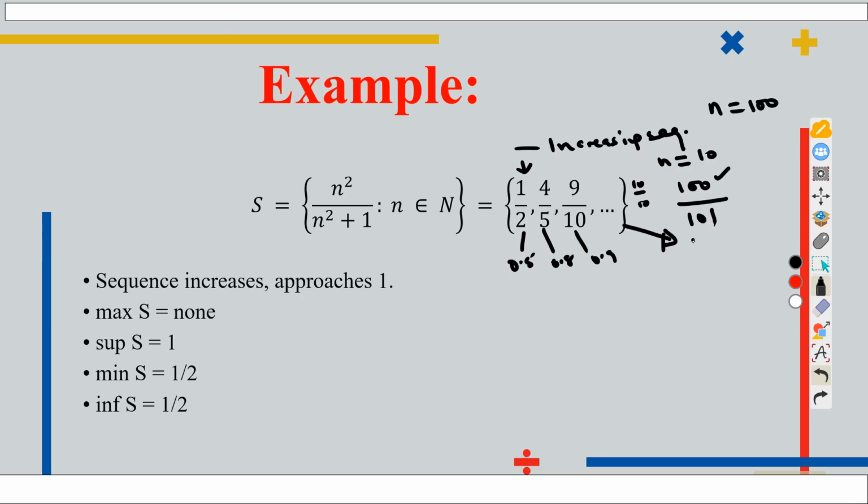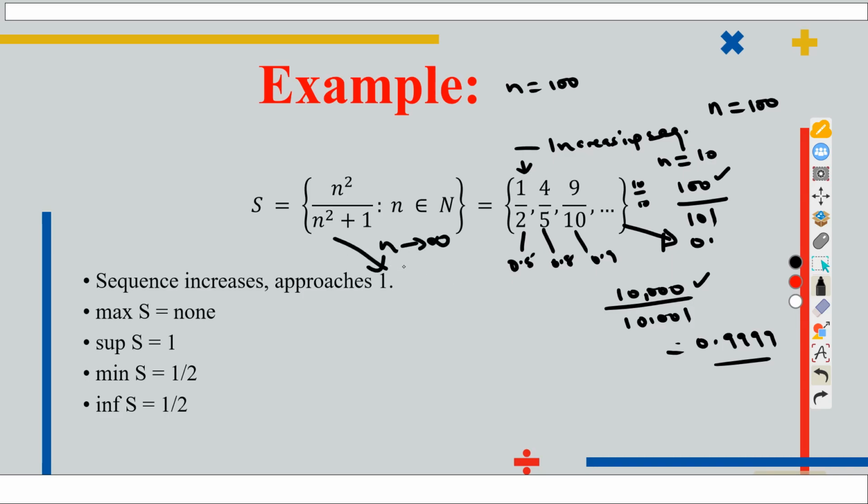Let us try n equaling to 100, so 100 squared. The term when n is 100 will be 10,000 divided by 10,001. When you divide such a number, you get a number like 0.9999. So you realize that as n is increasing, the terms are coming closer to 1. They are tending to 1.